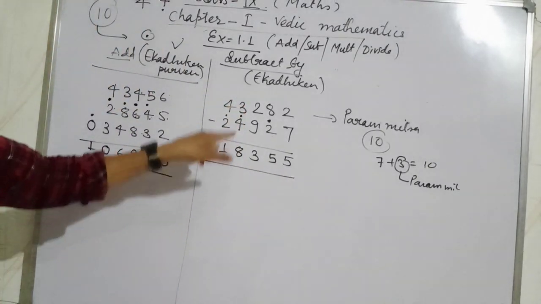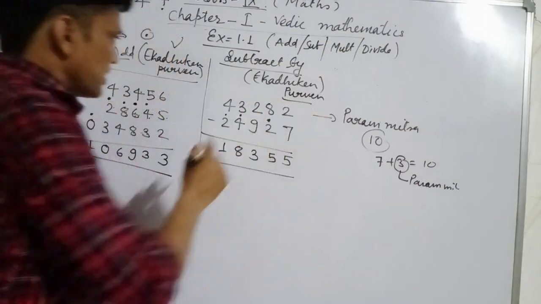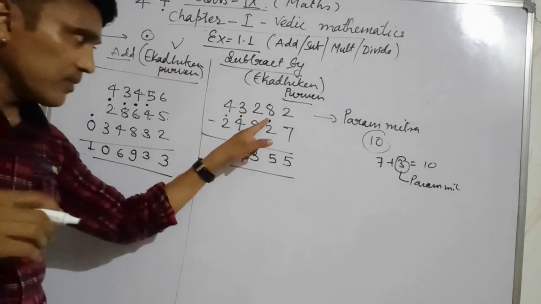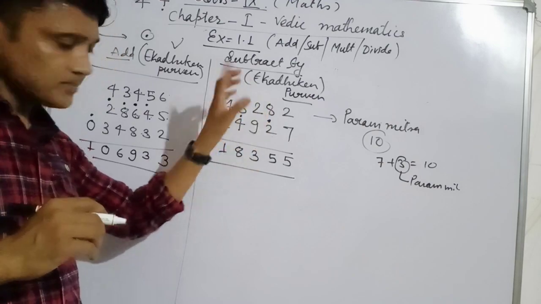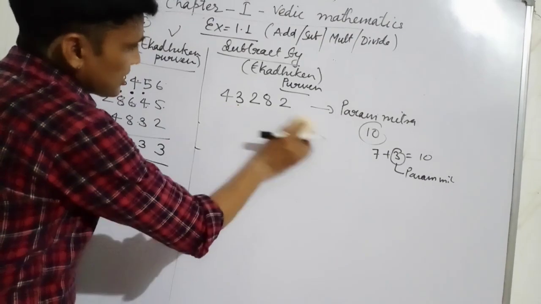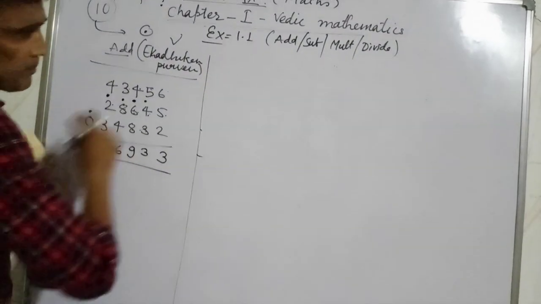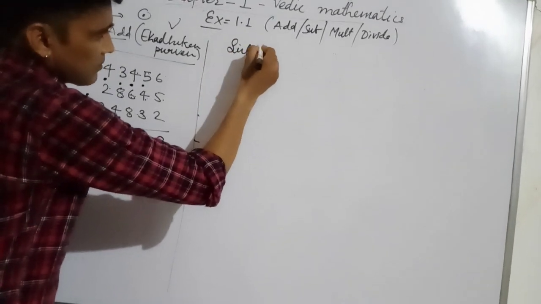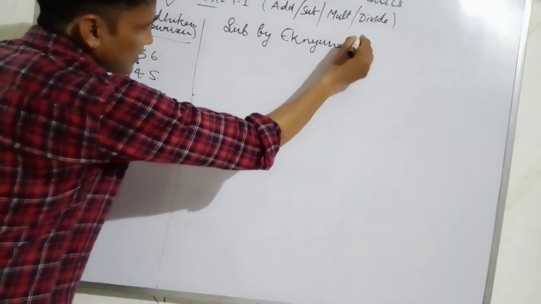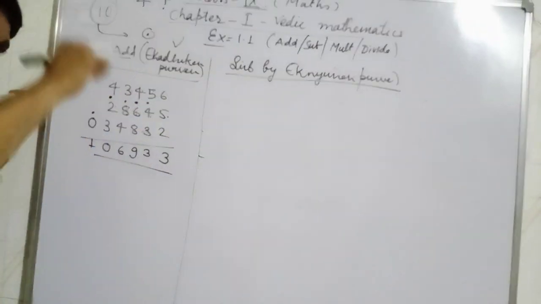This is subtraction by Ekadhikena Purvena. It means in addition you put a dot on the next digit, it is the dot of a 10. In the next column it becomes 1. Now if you want to subtract by Ekanyunena Purvena, it means you have to put the dot below the upper digit.